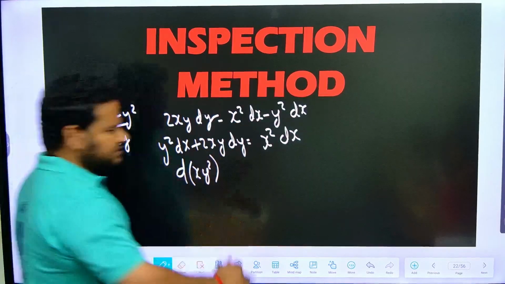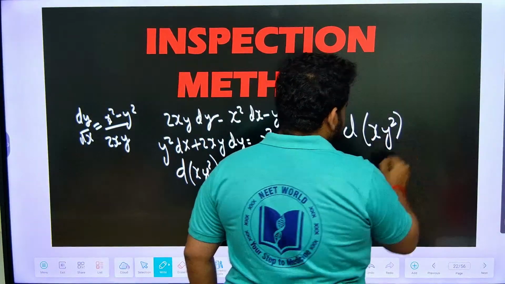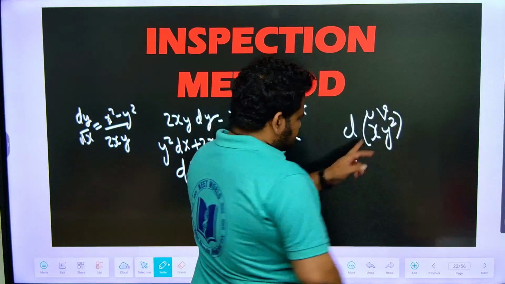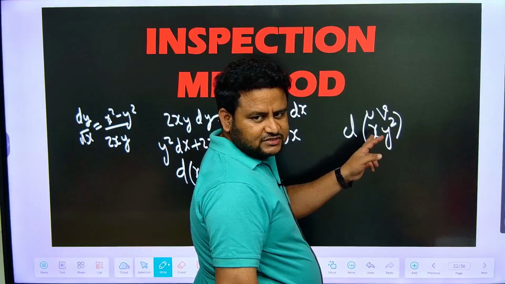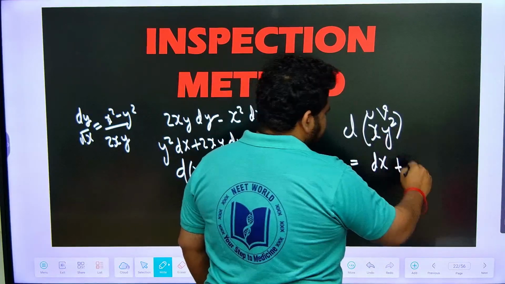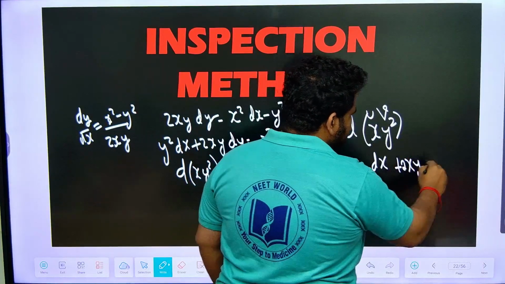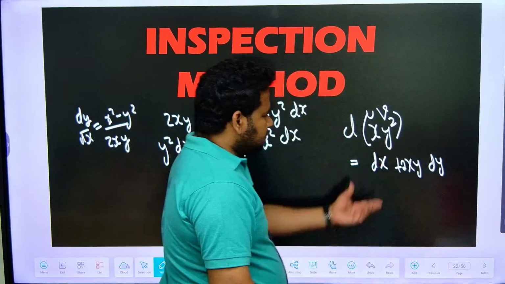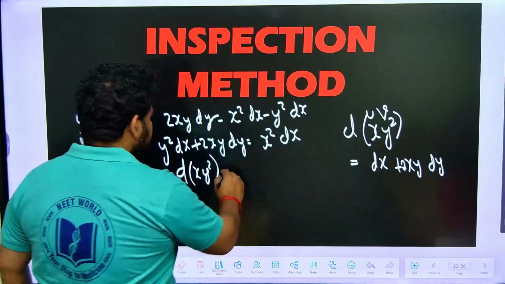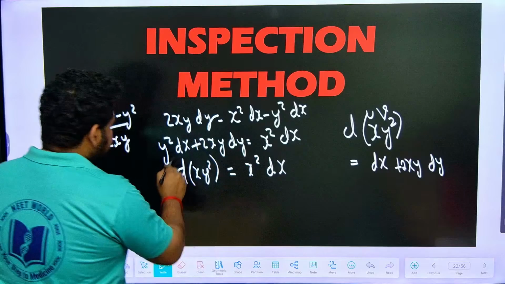I am asking d of x y square. This is the product rule, UV rule. D by dx of x is 1, so I will write it as dx, plus I write x as it is, d by dx of y square is 2y into dy. That is all. We got d of xy square, and this is equal to x square dx.